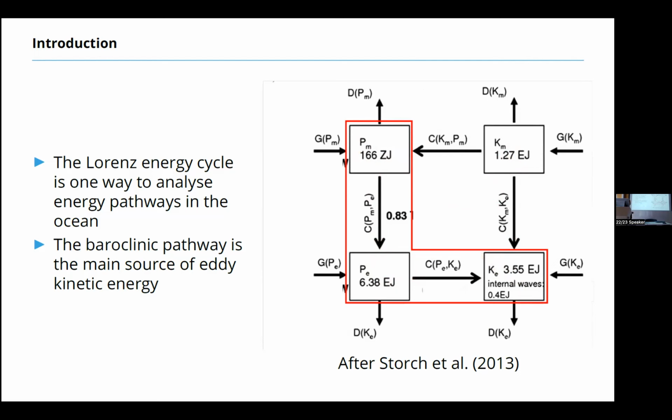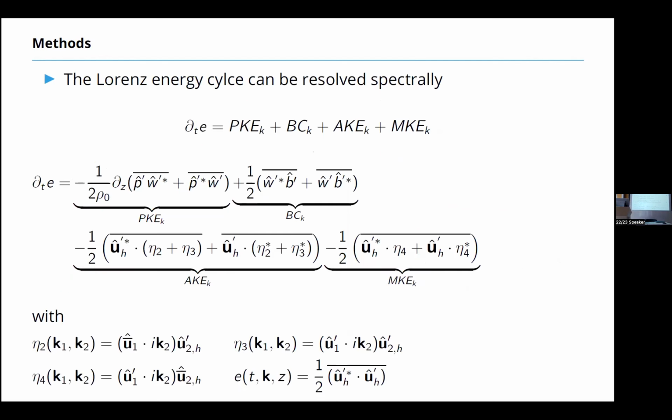And yeah, what I do now is to resolve this energy cycle spectrally. Here I show the equation for the temporal evolution of eddy kinetic energy, which has these 4 terms: the pressure term, P prime, W prime, and then the all-important baroclinic instability term, W prime, B prime, then the divergence of the spectral flux of eddy kinetic energy, and the term related to barotropic instability here.